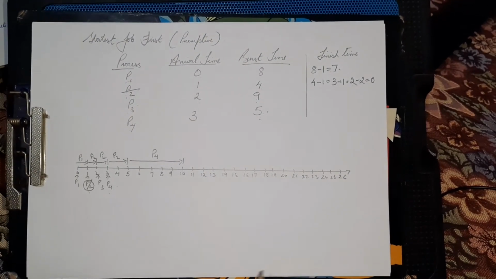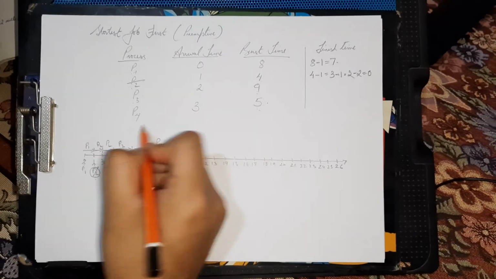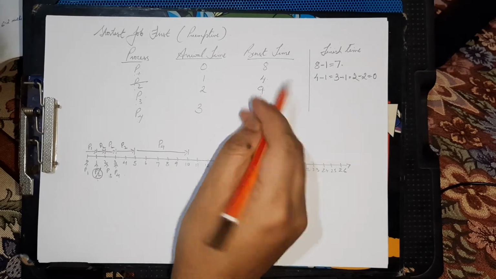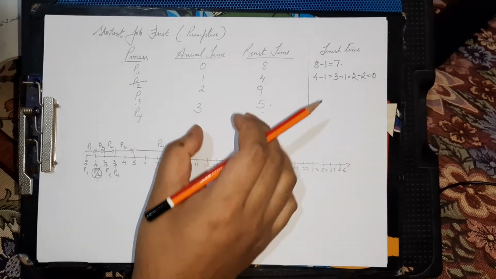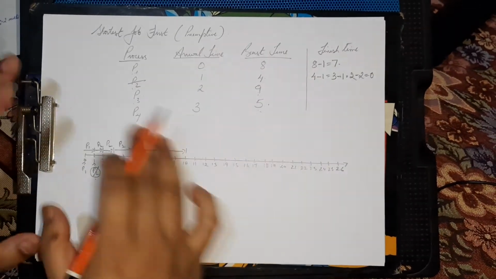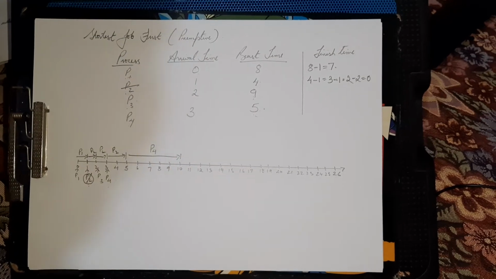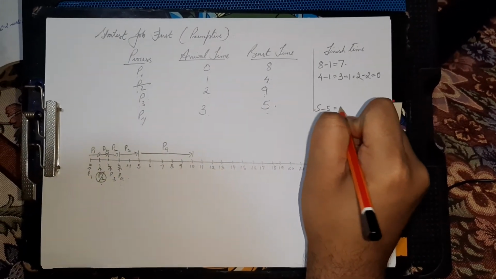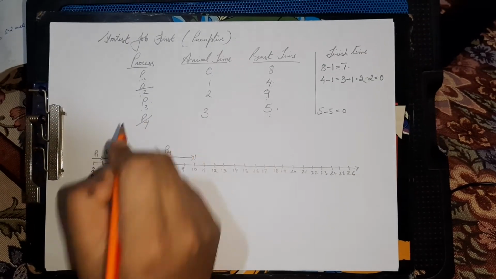P4. Now we do not have any other process interrupt. Again, in real world situations, there will be processes which interrupt this, and there will be other processes which come here, but we are just looking at this scope. Okay, so process 4 runs, so 5 minus 5 equal to 0, so process 4 finishes.